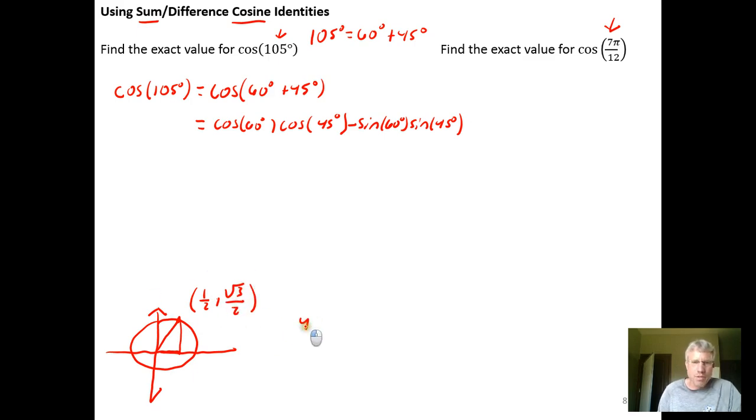And 45 degrees, we just saw that on the previous slide, that corresponds to the xy ordered pair root 2 over 2 comma root 2 over 2. So we would just step in and make our substitutions. The cosine of 60 degrees is the x-coordinate for a 60-degree angle, so it's just a half, times the cosine is the x-coordinate for the 45-degree angle on the unit circle, so root 2 over 2.